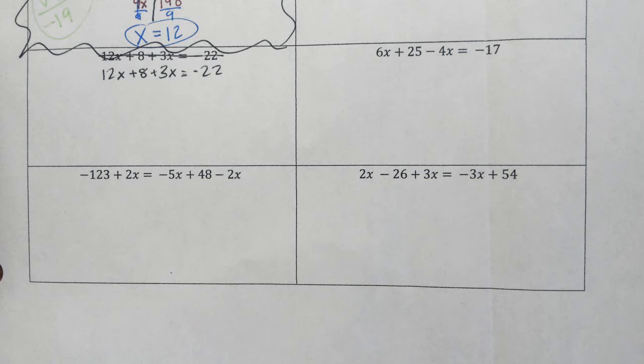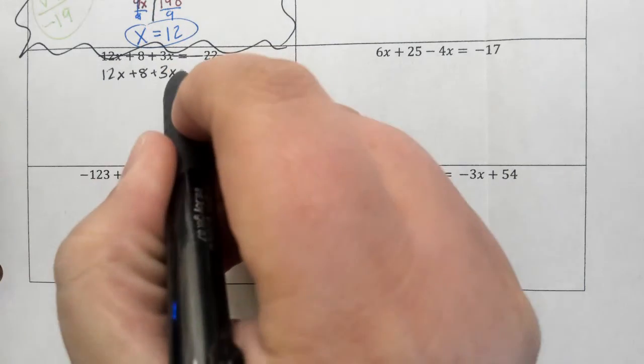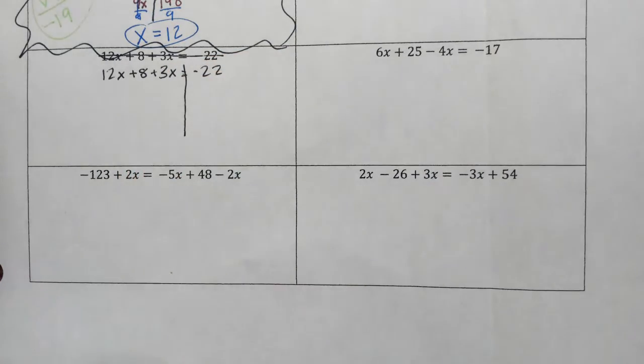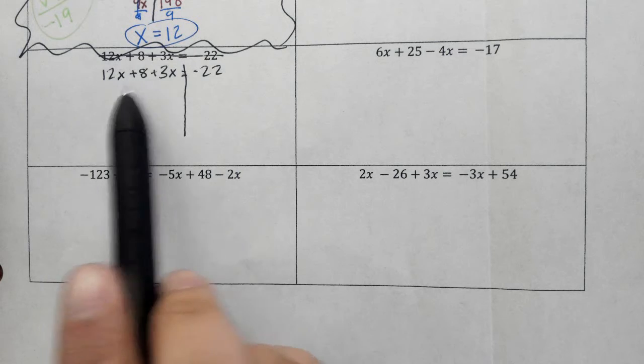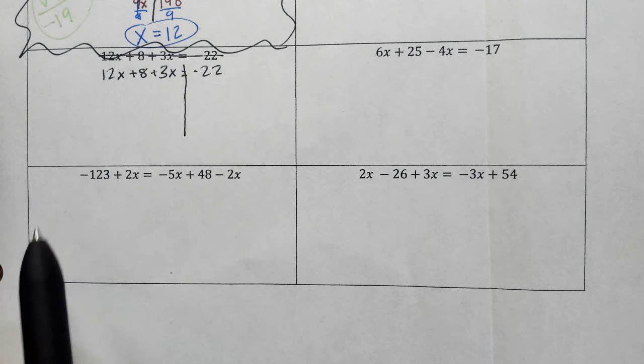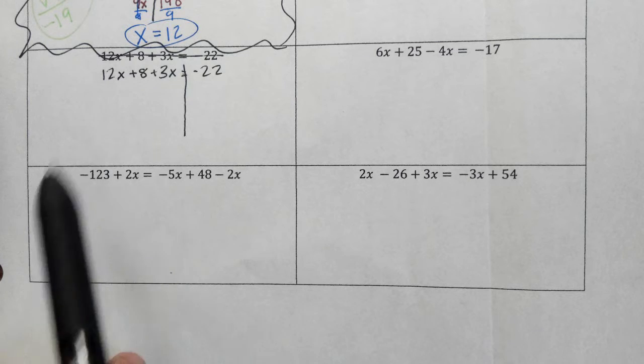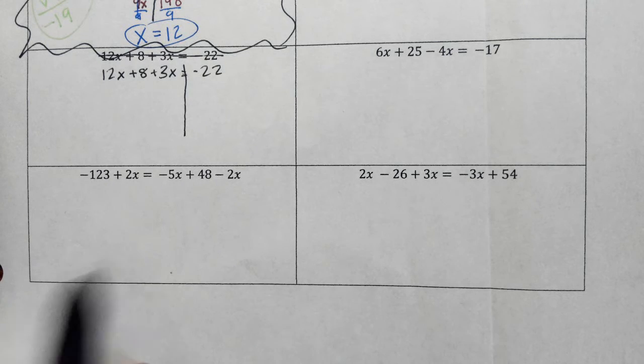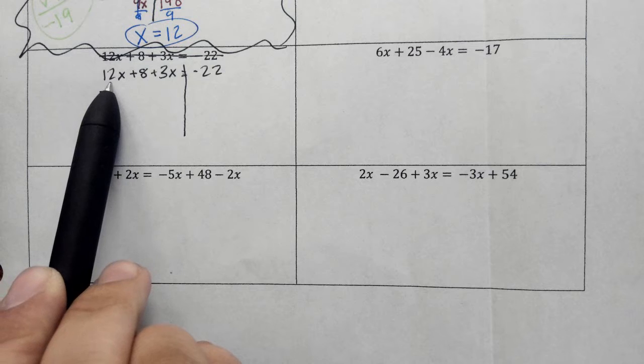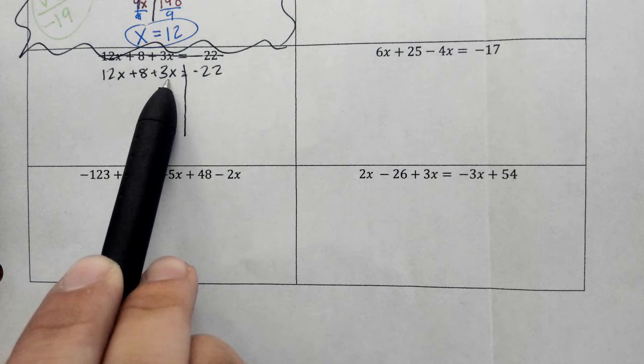In this video, we're going to continue our work with multi-step equations. So I'm splitting this equation down the equal sign. So I have a left side and a right side. Remember that very first step that we didn't actually have to do a lot of in that first video was combining like terms. On the left side, we have a 12x, an 8, and a 3x.